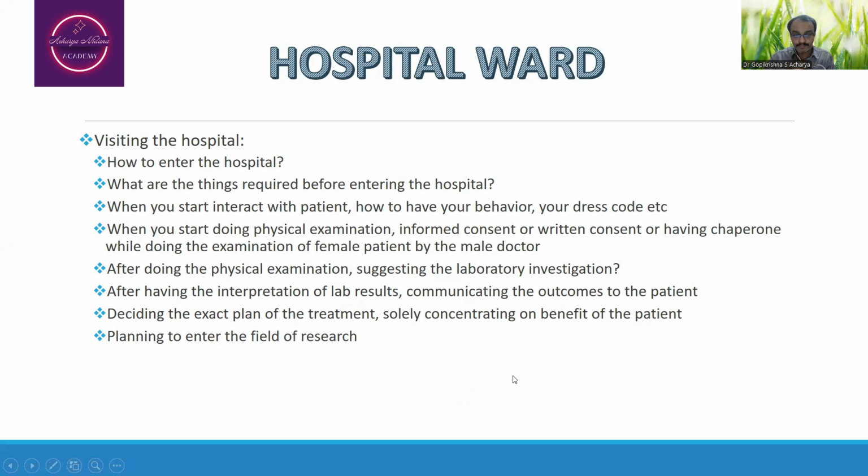Regarding ward ethics, we need to know how to visit the patient and how to visit the hospital. That means how we enter the hospital, and what is required before entering. When you start interacting with the patient, how should you behave, and what will be your initial sentences? Will you interact directly with the presenting complaint, or develop a good rapport first?